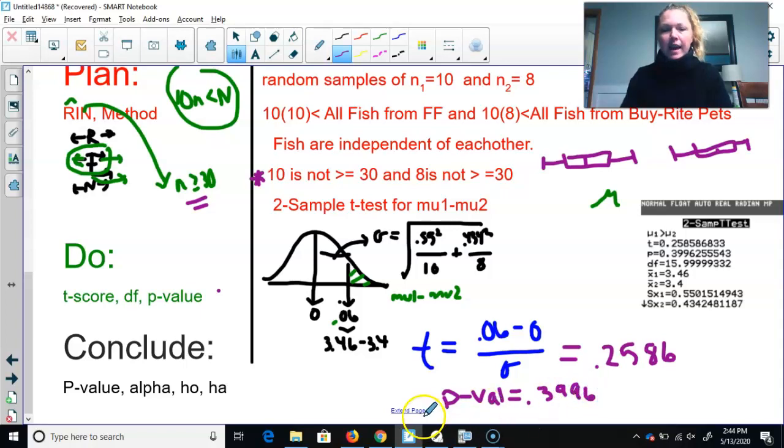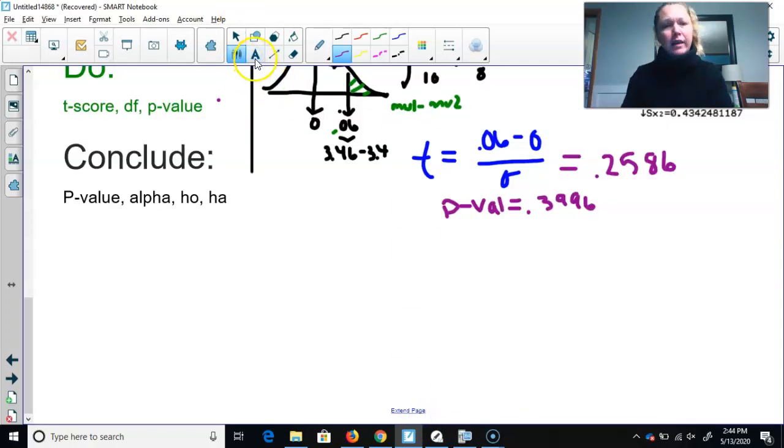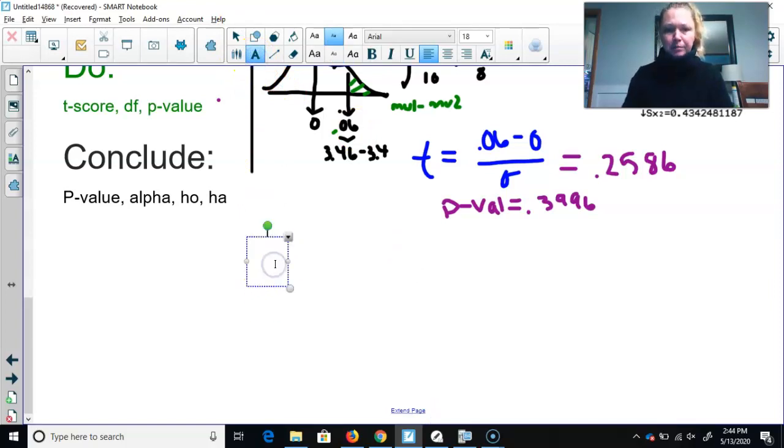0.3996. And now I'm ready to conclude. And what is the College Board looking for in their conclusion? The first sentence is about the p-value compared to the alpha, and if you reject or fail to reject the null hypothesis. Remember, when the p-value is low, reject the H0. The second sentence is about the HA in context. You either have evidence or don't have evidence for HA, okay?